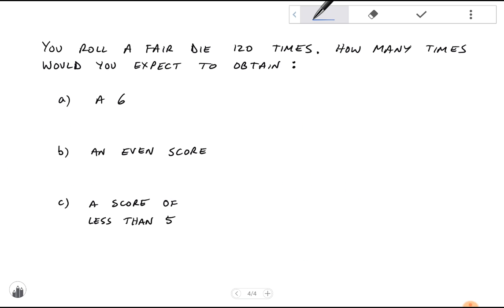We roll a fair die 120 times. So how many times would we expect to obtain these three different outcomes? So a 6. Okay, so the probability of rolling a 6, if we just roll it once, is there's 1 6 on a die out of 6 different numbers. So that's 1 out of 6.